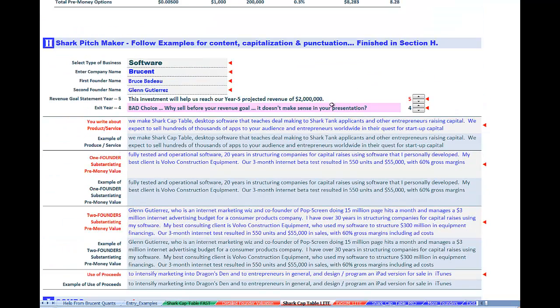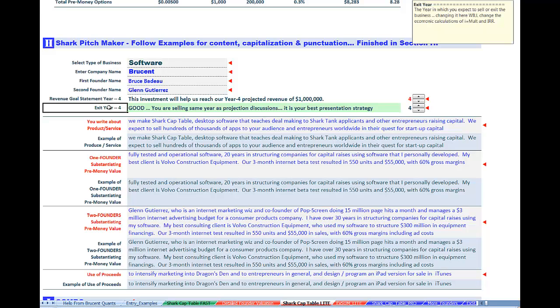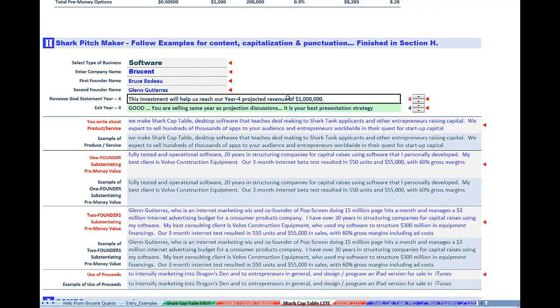What I neglected to show you is that you have to put the name of your company. If you have 1 founder, just put that founder's name in the first box. If you have 2 founders, put both. The other thing is that we have to have some kind of an investment goal. Here we're saying that we have a revenue goal of $2 million, which is the projected revenues in year 5, and really we want to make it more like when we're selling. So these 2 numbers should be the same. The exit year is 4, so we want to keep these in concert.